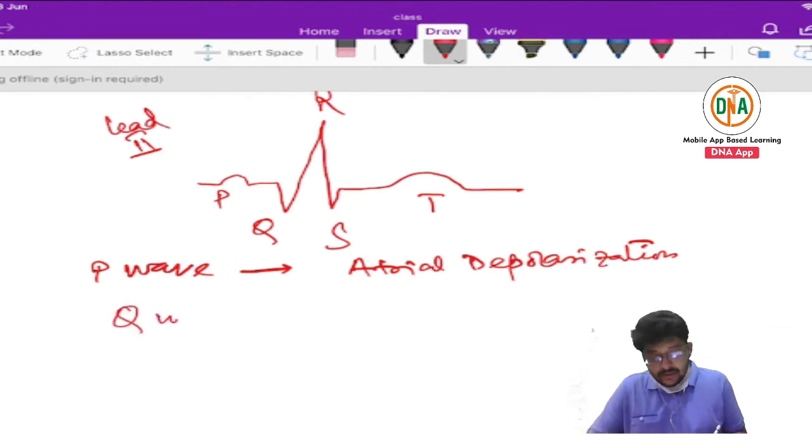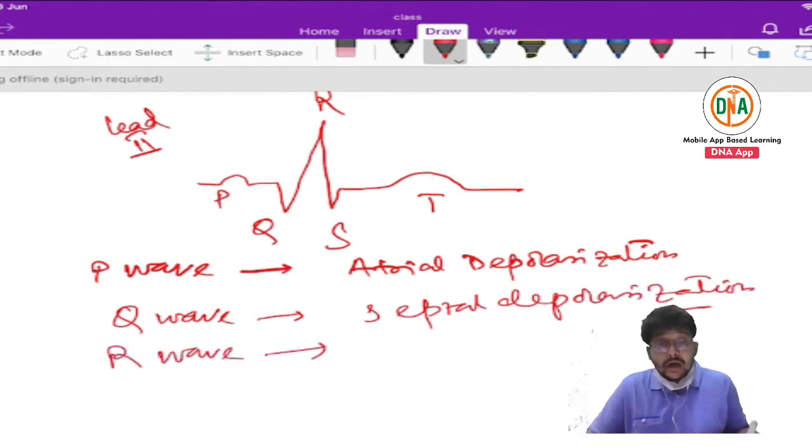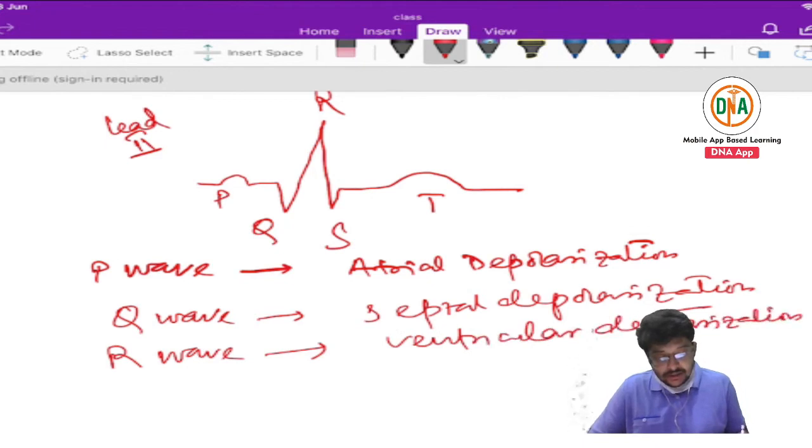Q wave is for septal depolarization. R wave is for ventricular depolarization. Remember this: the whole QRS is ventricular depolarization.